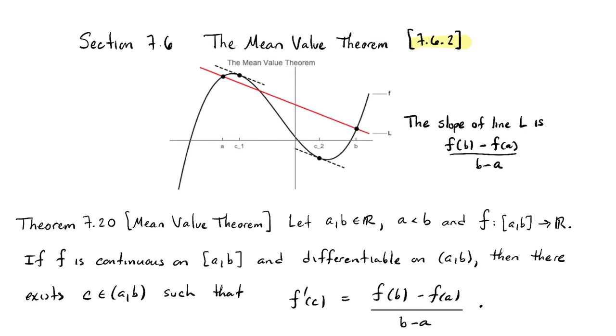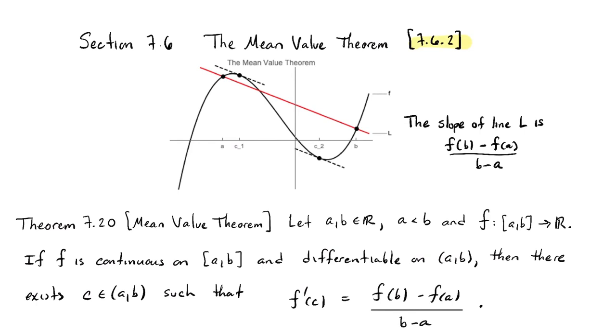So I've got kind of a visual statement of the mean value theorem here. We can walk through the hypothesis. It's a similar setup to Rolle's theorem. It's just that we're going to drop the requirement that the function values at the endpoints of our closed interval have to be the same.